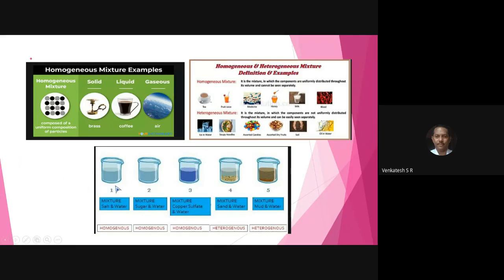Next you see this diagram. Mixture of salt and water. Heterogeneous. Sugar and water. Copper sulfate and water. Mixture of sand and water. Mixture of mud and water.